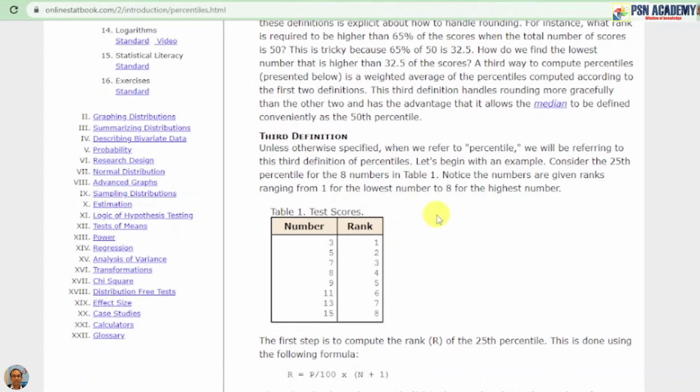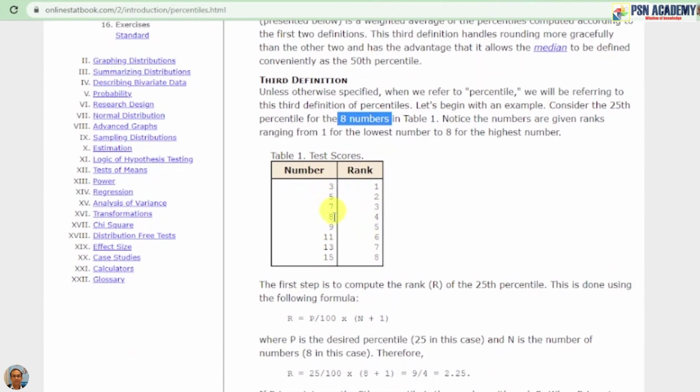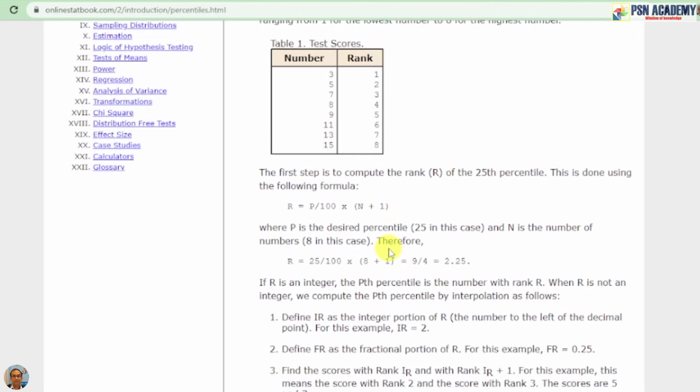In the third definition, what he is suggesting is that unless otherwise specified, when we refer to percentile, we will be referring to the third definition. He has taken 8 numbers: 3, 5, 7, 8, 9, 11, 13 and 15, all arranged in ascending order. He has mentioned the ranks also for your convenience, ranging from 1 as the lowest to rank 8 as the highest. What he is doing is computing the value of R, the rank.